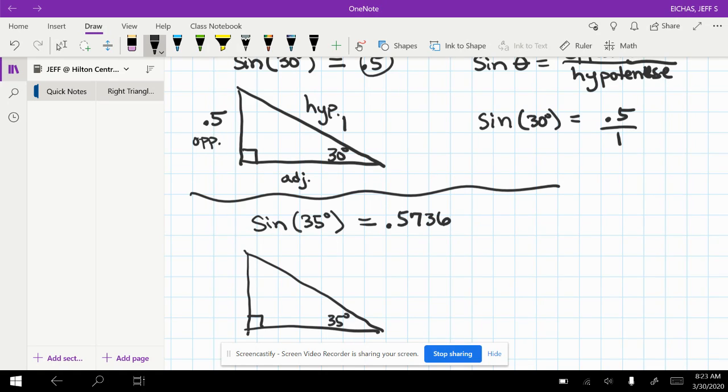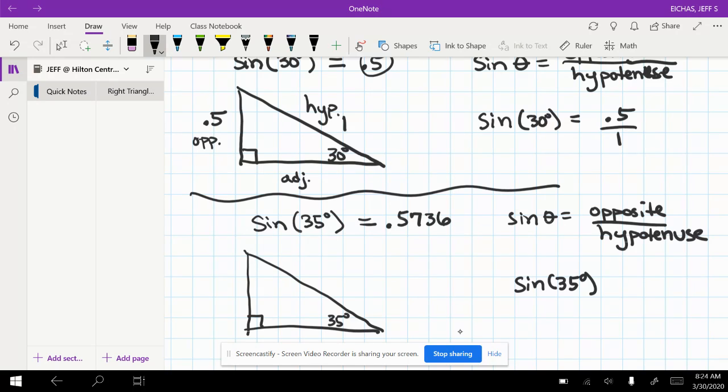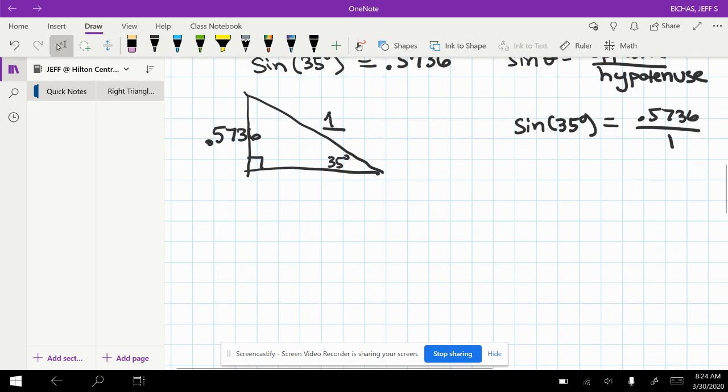Now here's what it really means. The ratio of the opposite to the hypotenuse, in this case specifically for 35 degrees, is going to be 0.5736 to 1. So that's a ratio. Now let's see one more.